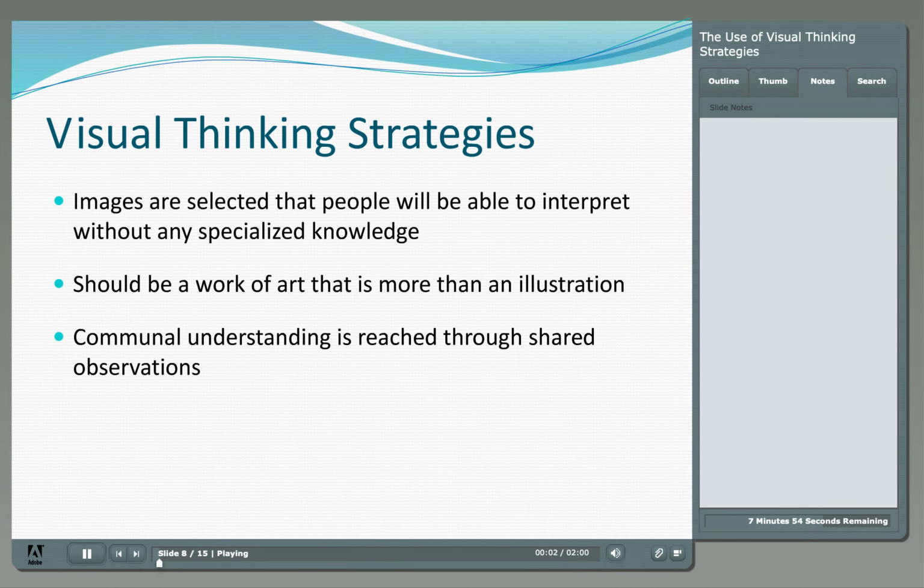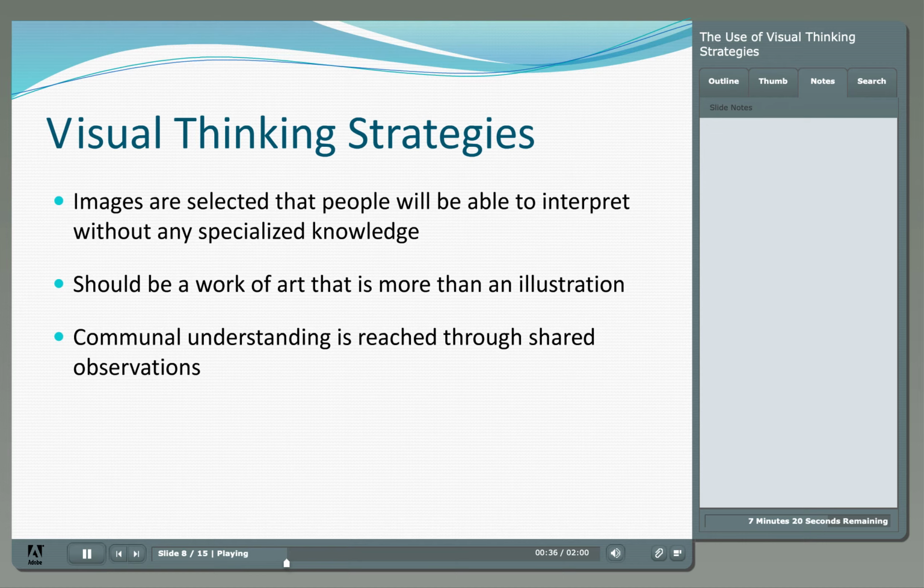The images that are selected for visual thinking strategies are always selected by the facilitator from the Art Museum, not the instructors. These images are selected, and they're images that people will be able to interpret without any specialized knowledge. These students do not need to have an art history class before they come to this experience. They actually don't need any experience at all with art museums or art. And we encourage that because, again, there's no right answer. We're not going to talk about the technique used in the painting. We're talking about what the meaning has for each student.